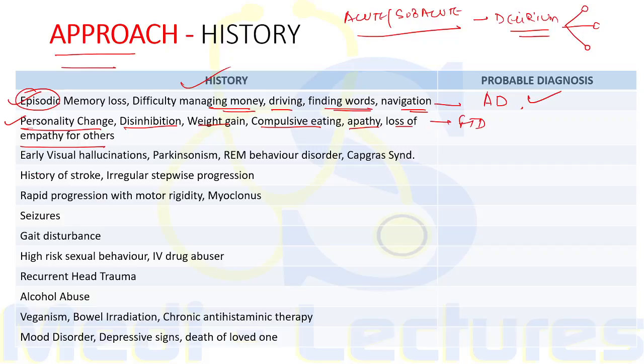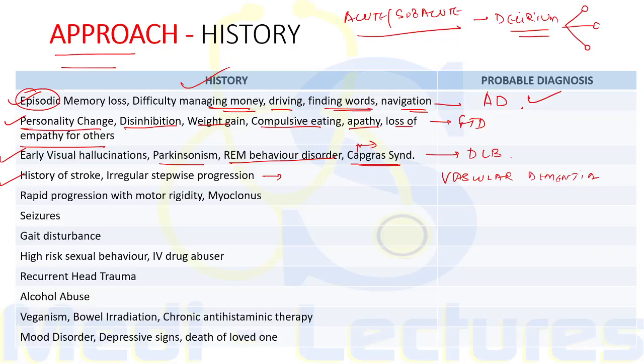Early visual hallucinations, Parkinsonism history, REM behavior disorder and Capgras syndrome. This is where a person thinks that a familiar person has been replaced by an imposter. So these all are characteristic of Lewy body dementia. History of stroke and irregular stepwise progression of dementia is most probably due to vascular dementia.